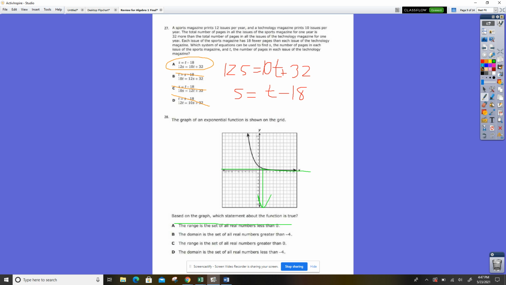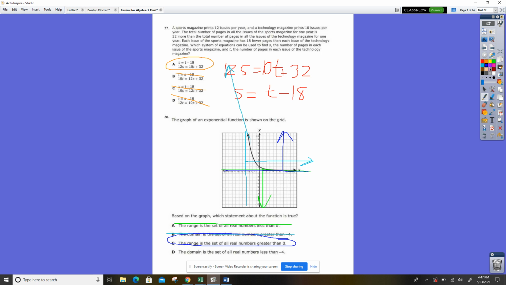B says the domain is the set of all real numbers greater than -4. So it's saying only these values over here. But if you look at the graph, you can see that it's going to continue on and hit values over here. So that's not true either. Answer choice C says the range is a set of all real numbers greater than 0. So everything greater than 0, which is true. The range only hits all the numbers greater than 0.